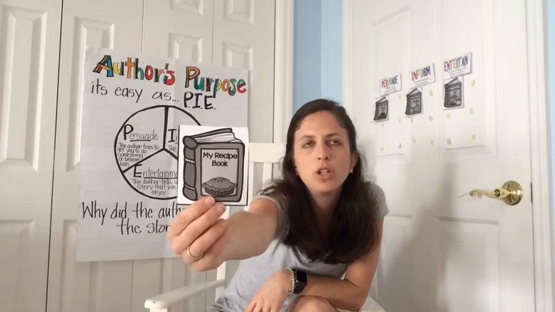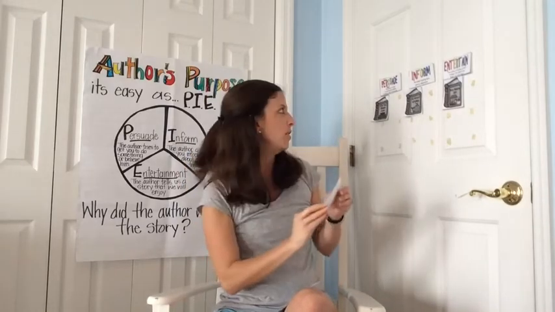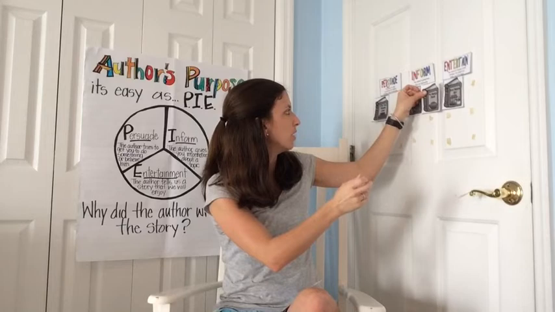My recipe book. So inside of a recipe book, you would find different recipes and the things that you would need to make them and the directions you would follow to make those recipes. So when somebody's telling you how to make something in a recipe, the reason they wrote a recipe is to teach you how to do something. So that's going to go in the inform column.